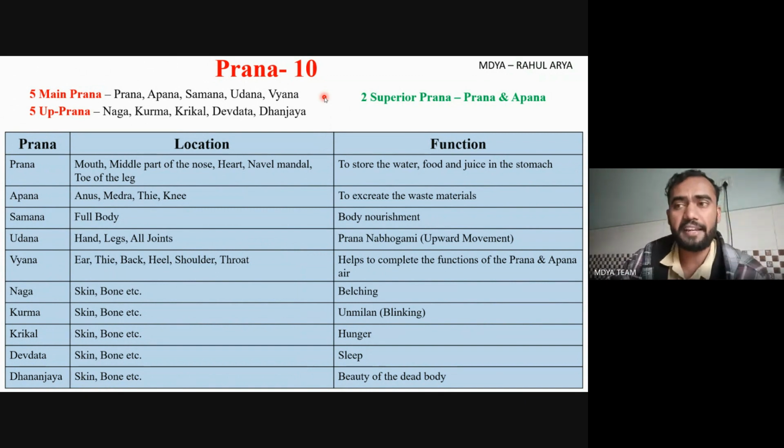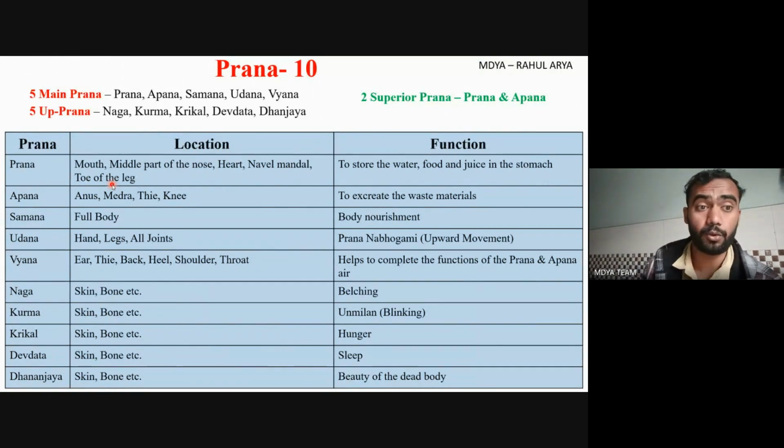The 10 pranas, 5 main pranas and the 5 upapranas, are the same. But important here, the location is completely different. Prana location: in the mouth, in the middle part of the nose, in the heart, in the navel region, and in the toe. Yes, in the toe. I noticed this question one time in the exam, the location of the prana, and the option was the toe. You must be very careful according to which Upanishad, which text the examiner is asking. Generally our mind is prepared, oh, prana is heart location, so we are not thinking, and that kind of questions will be in the exam.